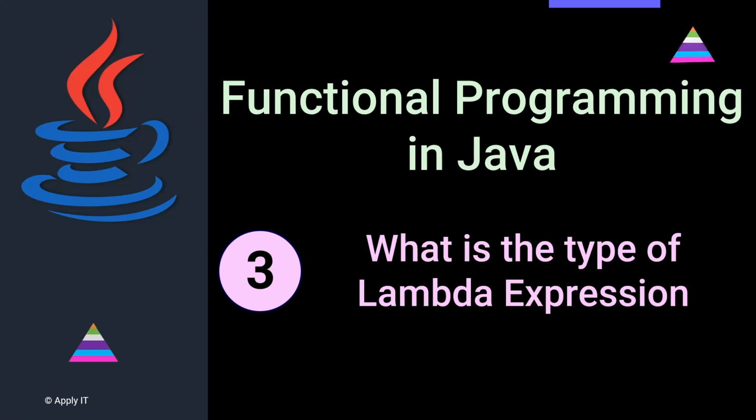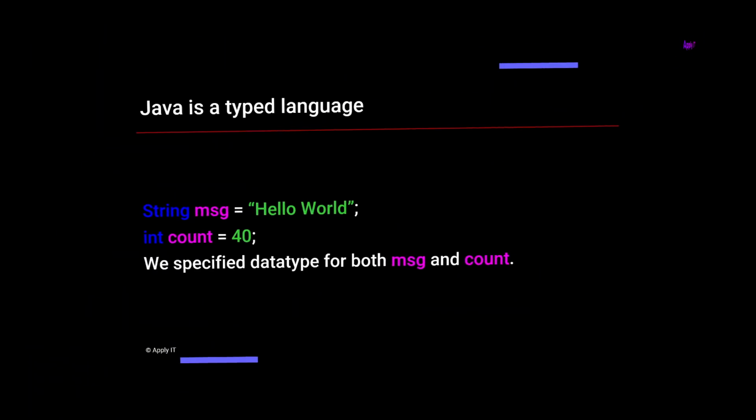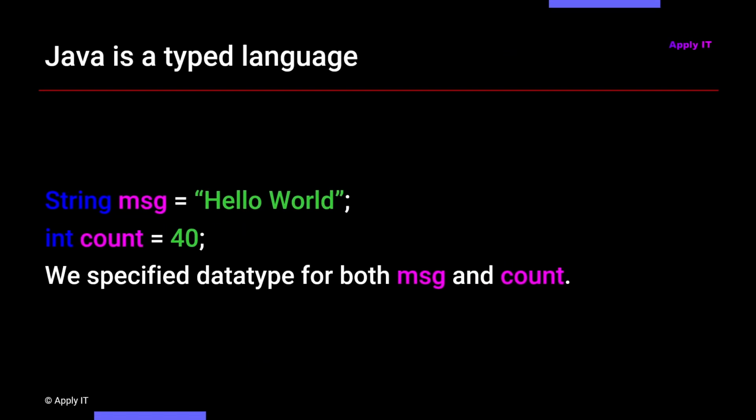In this video, we are going to understand what is the type of Lambda expression. We know that Java is a typed language, so whenever we create any variable or object, we always specify data type. In this example, we have created an object msg with data type as String, and in the same way, we have created a variable count whose data type is integer. Because Java is a typed language, whenever we create any variable, we always specify data type.